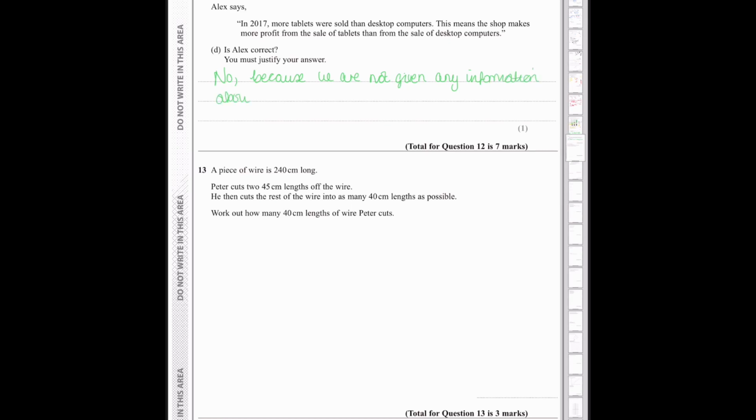If you want to, you can also say something like, we don't know how much each of those cost. So tablets can sometimes be cheaper than laptops depending on what kind of tablet you buy. So it doesn't necessarily mean that they earned more money as well, which is also still a valid answer.